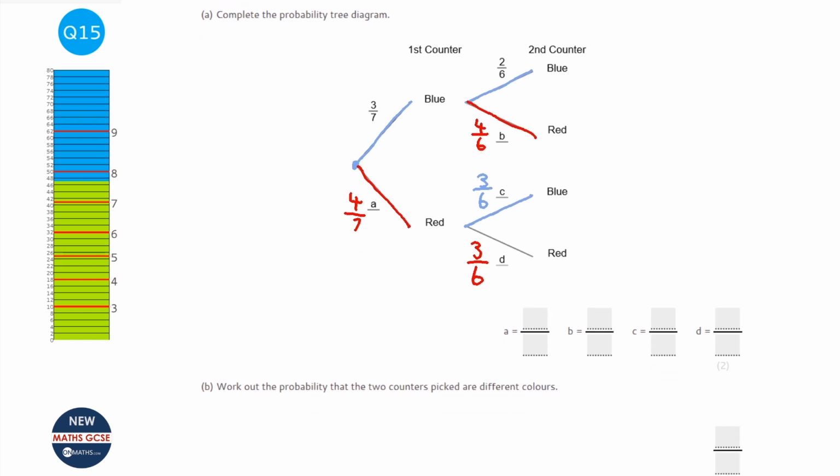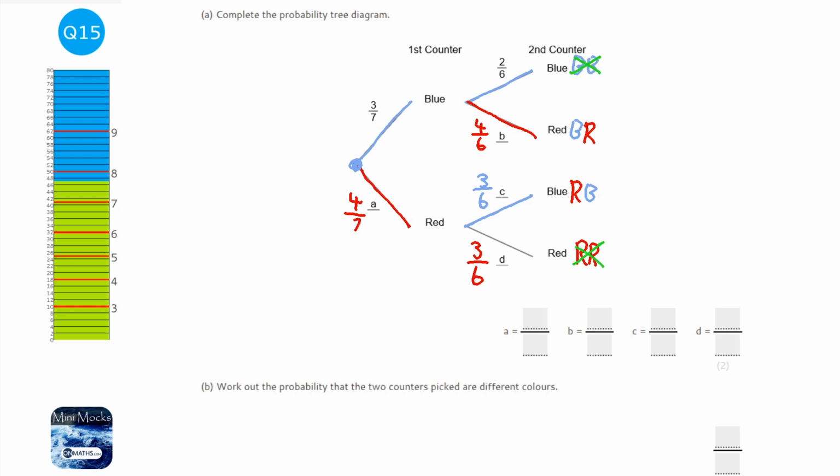Okay, question B says, work out the probability that the two counters picked are different colours. So let's follow our routes along. I'm going to go up and then up, so blue and then blue. Blue and then red. Red and then blue. And you're always starting from this point here. And then red and then red. Now, let's have a look. Blue and blue are not different colours, so we're not interested in that. Red and red are not different colours, but the middle two are.